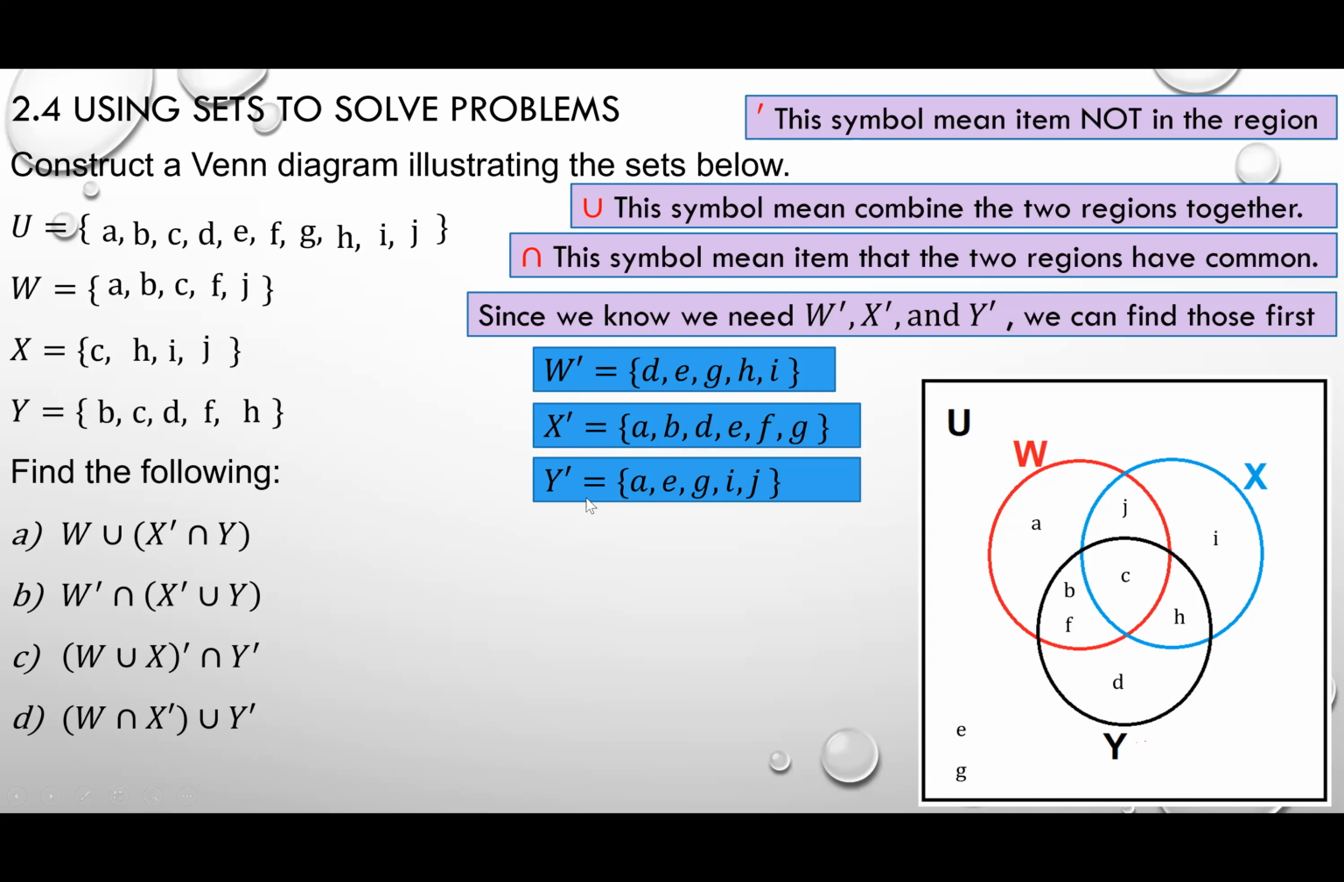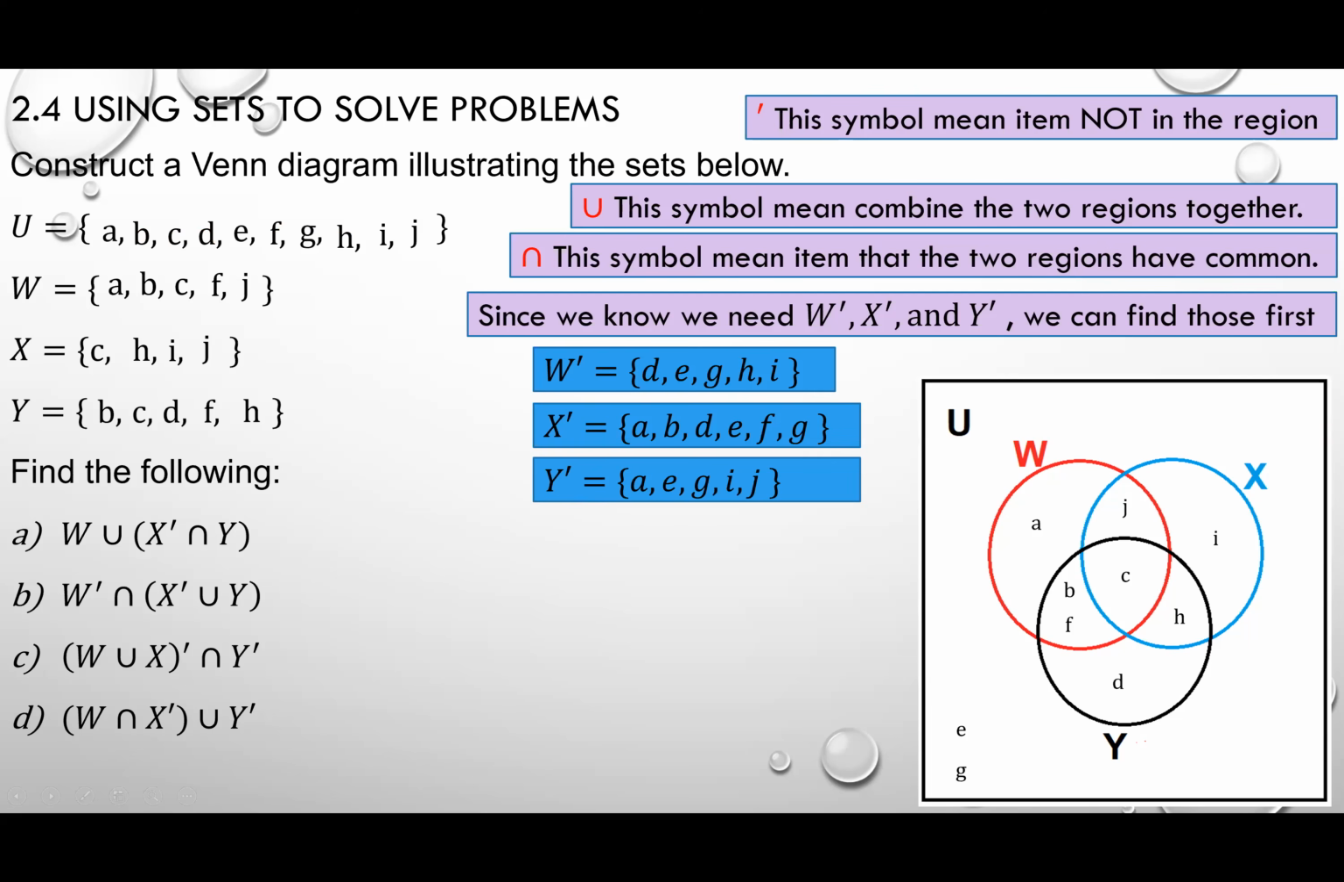And lastly, Y prime, which is outside of the black circle. Whatever is in Y, we don't want it, we throw away Y. We throw away the items in Y, which are B, C, D, F, and H. So the leftover is A, E, G, I, and J, right? That is how you find Y prime, or Y apostrophe, or the complement of Y, okay?